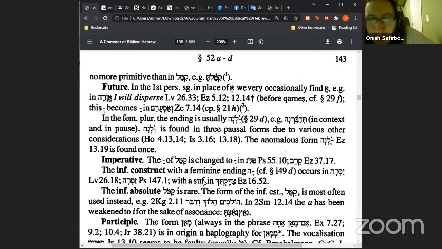And for those who are interested in this grammar book, it's A Grammar of Biblical Hebrew by Takamitsu Muraoka.